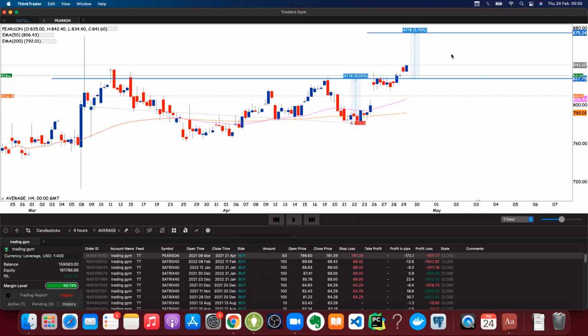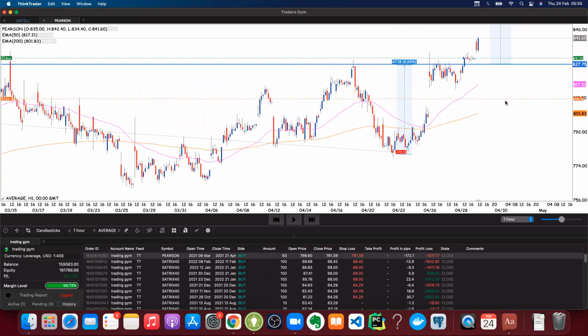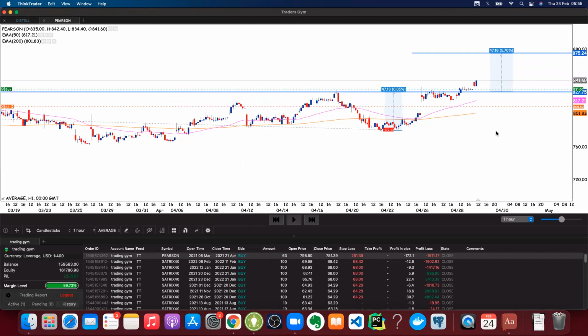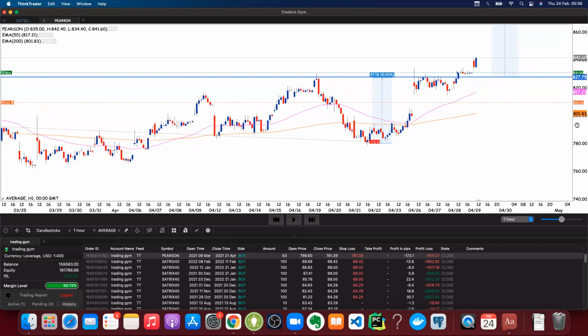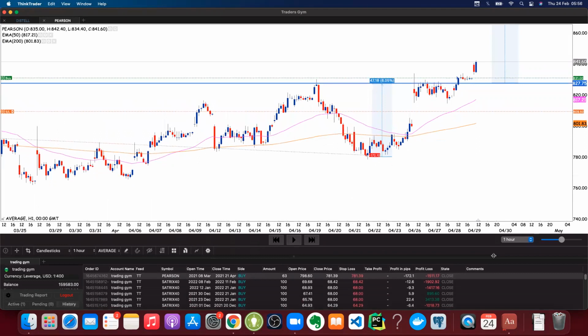So now I'm targeting 875. However, look, that's some distance, right? So if the market keeps reacting in between then and now, I will adjust accordingly. Okay, I think we don't need to do that.